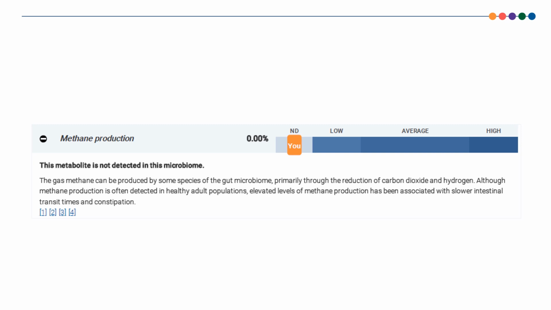Methane gas is associated with slower transit or constipation. Certain organisms are capable of producing this gas, but in this example, the potential to produce methane is not detected, or ND. We do offer a SIBO breath test that assesses methane gas.